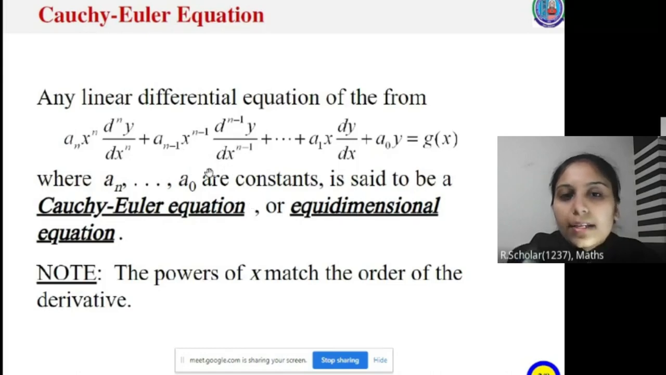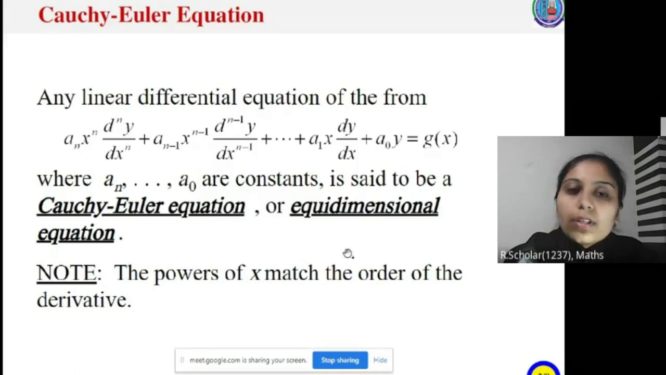And similarly in the second part, x^{n-1} power and the differential has order n minus 1, and going to the last, here x dy/dx plus a_0 y. So here x power 0 and the differential also is of 0th order. So these kind of equations where the power of x matches the order of derivative are known as Cauchy-Euler equations, or we can say equidimensional equations.